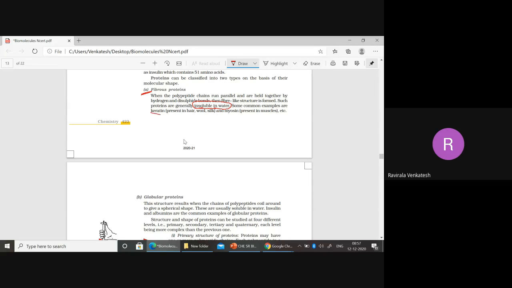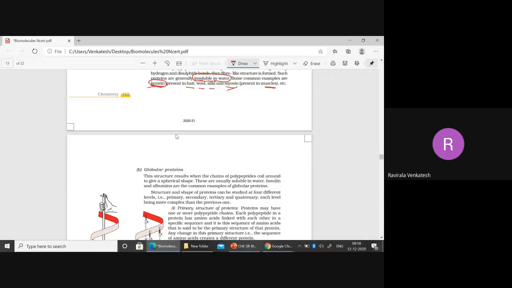You see keratin. Where is keratin present? Hair, wool, silk. They are never soluble in water. Even if you heat, they don't dissolve in water. Myosin is present in the muscles. So these are the examples. All of you please remember these examples. They may definitely come in examinations. Keratin and myosin: keratin in hair, wool, silk, and myosin in the muscles. Insoluble and examples are important for you.